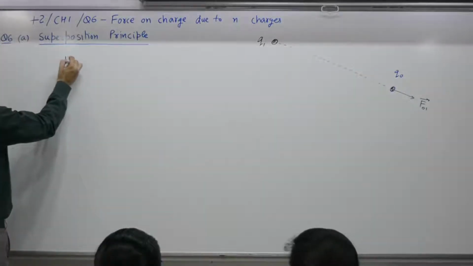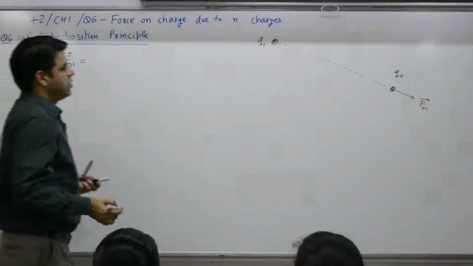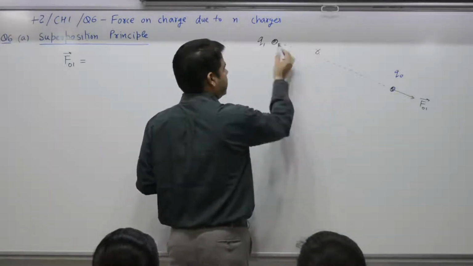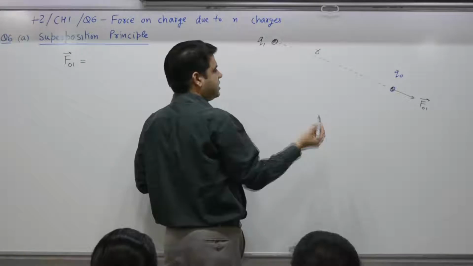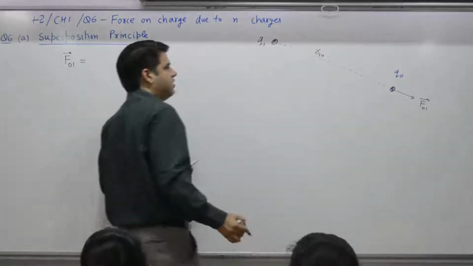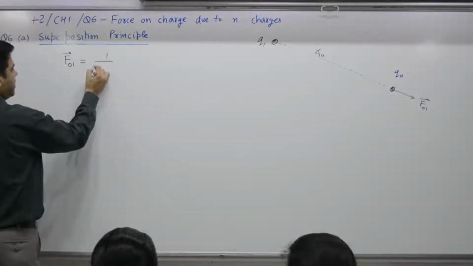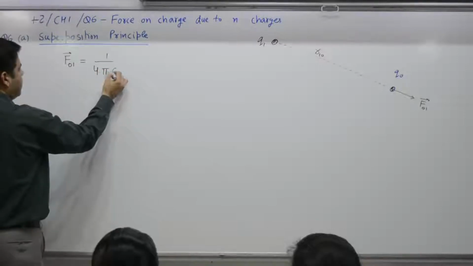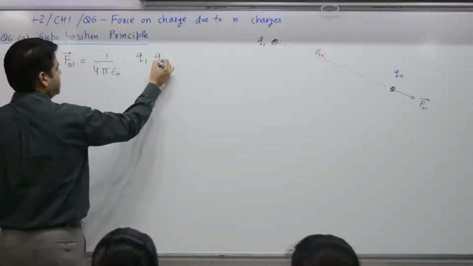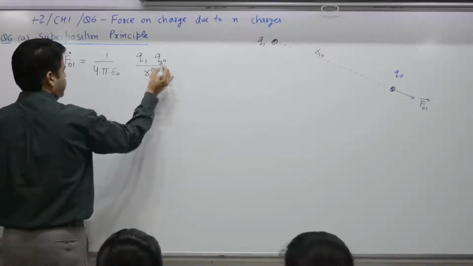So step 1: the force on naught due to 1 is equal to... The distance between the two you can write as R1 naught or naught 1. If it is R1 naught, then the force acting is the constant 1 by 4 pi epsilon naught, charge Q1, other charge Q naught, divided by the distance R1 naught square.